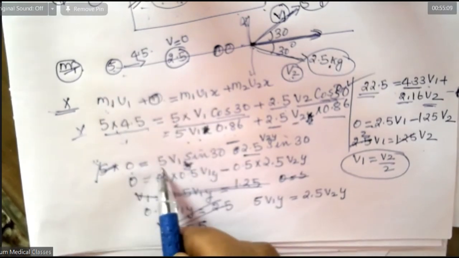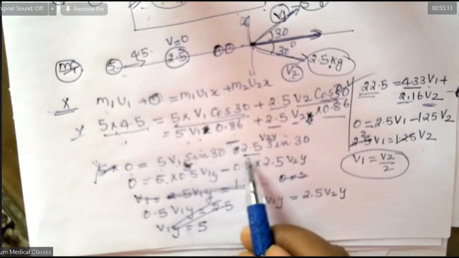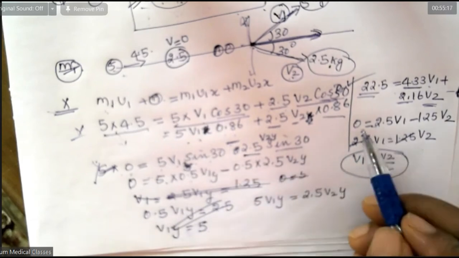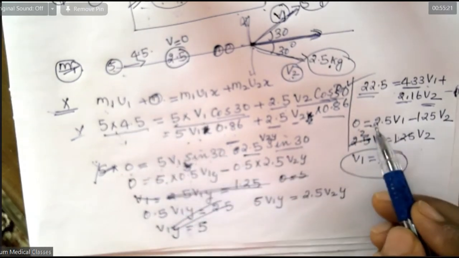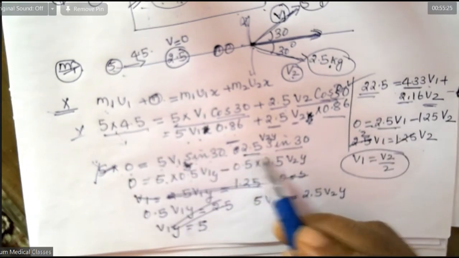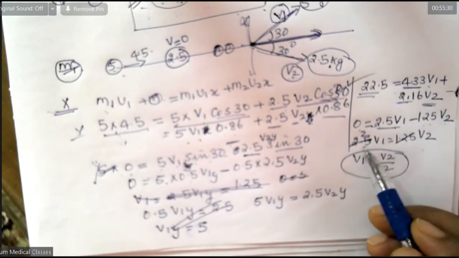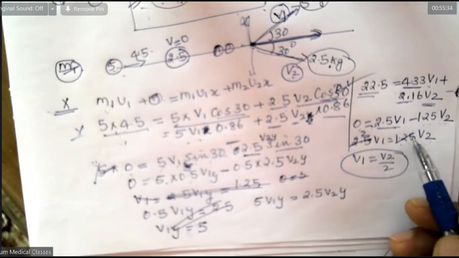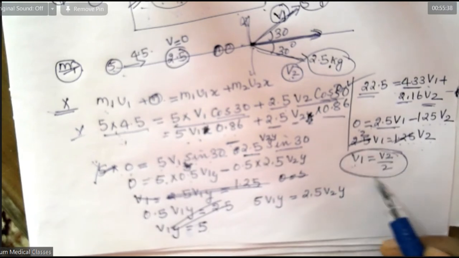Now, second, considering the y direction, vertically here it is 0. 0 is equal to 5 v1 sin 30 minus 2.5 v2 sin 30. So 0 is equal to 5 sin 30 is 2.5, so 2.5 v1 minus 2.5 sin 30 is 1.25 v2. So 2.5 v1 is equal to 1.25 v2. You can cancel this out too, and you can write v1 is equal to v2 by 2.